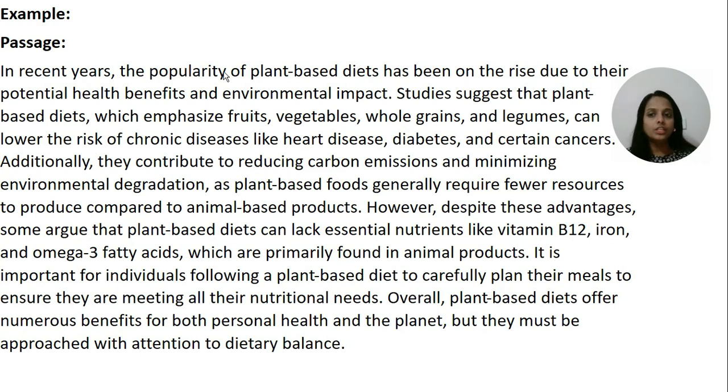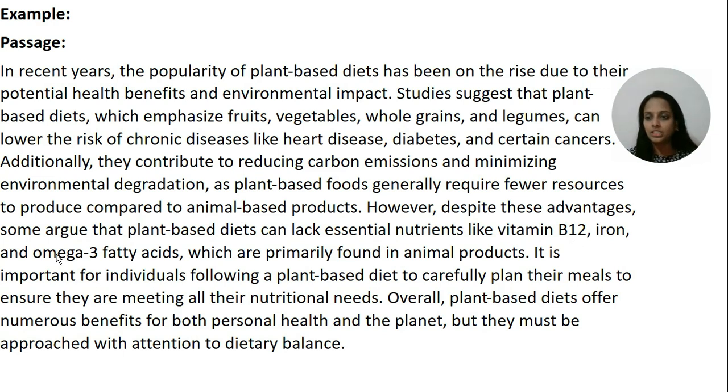In recent years, the popularity of plant based diets has been on the rise due to their potential health benefits and environmental impact. Studies suggest that plant based diets, which emphasize fruits, vegetables, whole grains, and legumes, can lower the risk of chronic disease like heart disease, diabetes, and certain cancers. Additionally, they contribute to reducing carbon emissions and minimizing environmental degradation, as plant based foods generally require fewer resources to produce compared to animal based products.